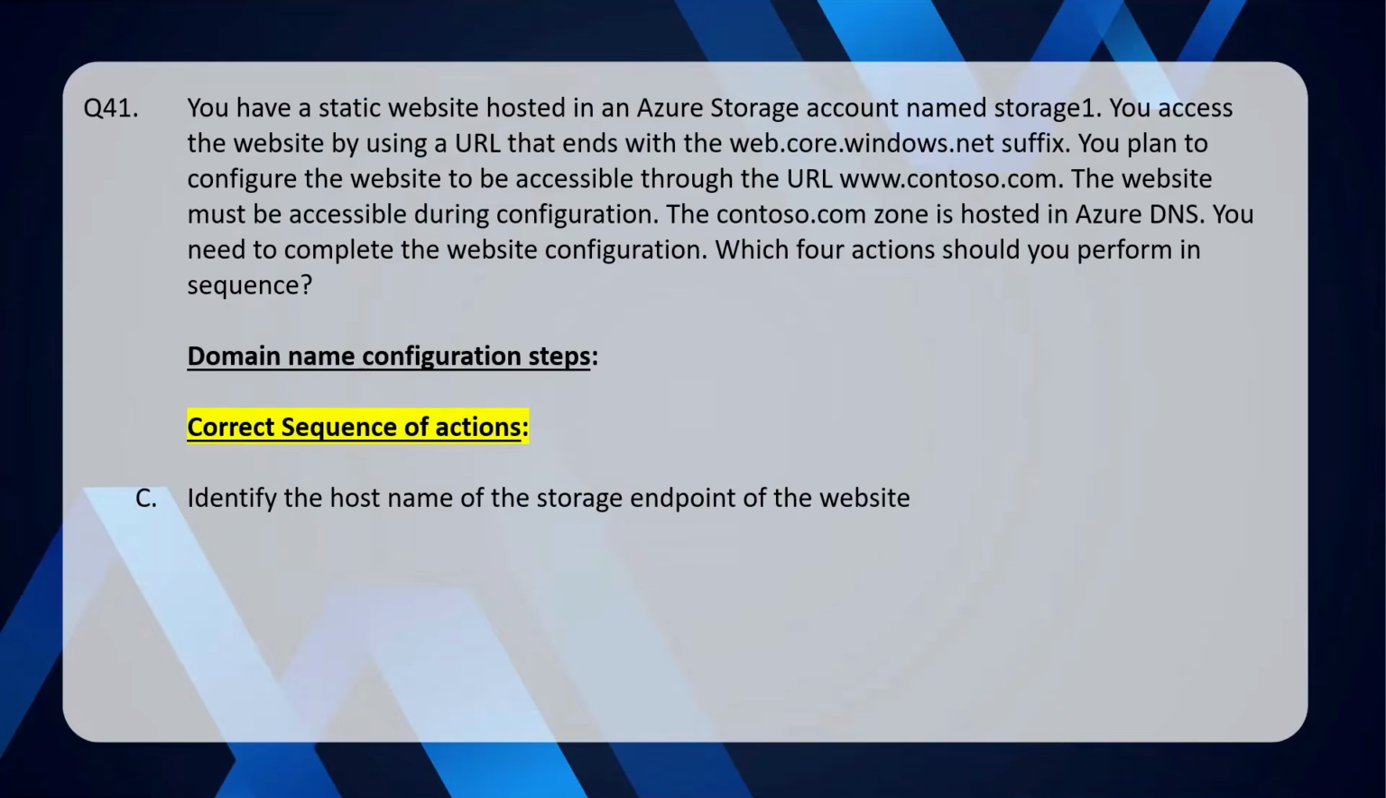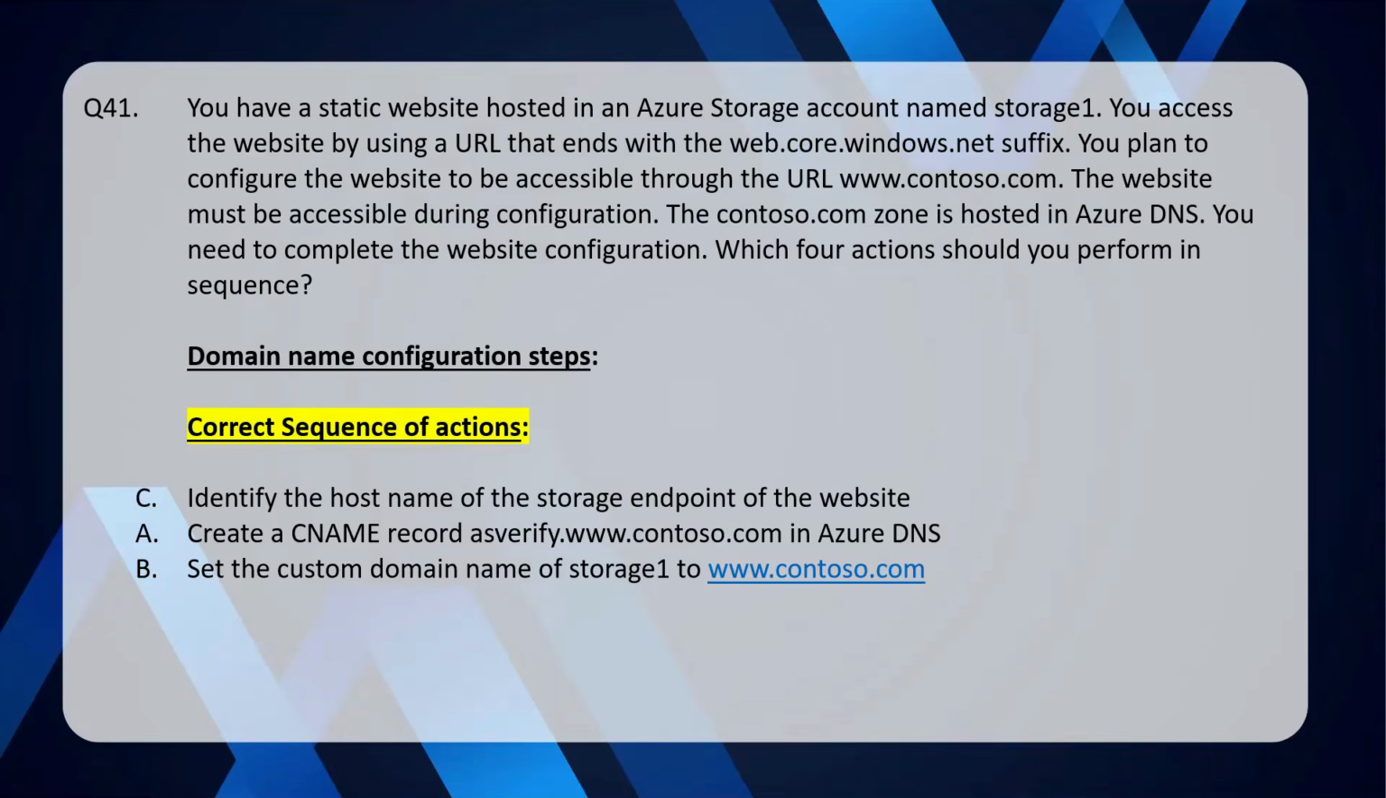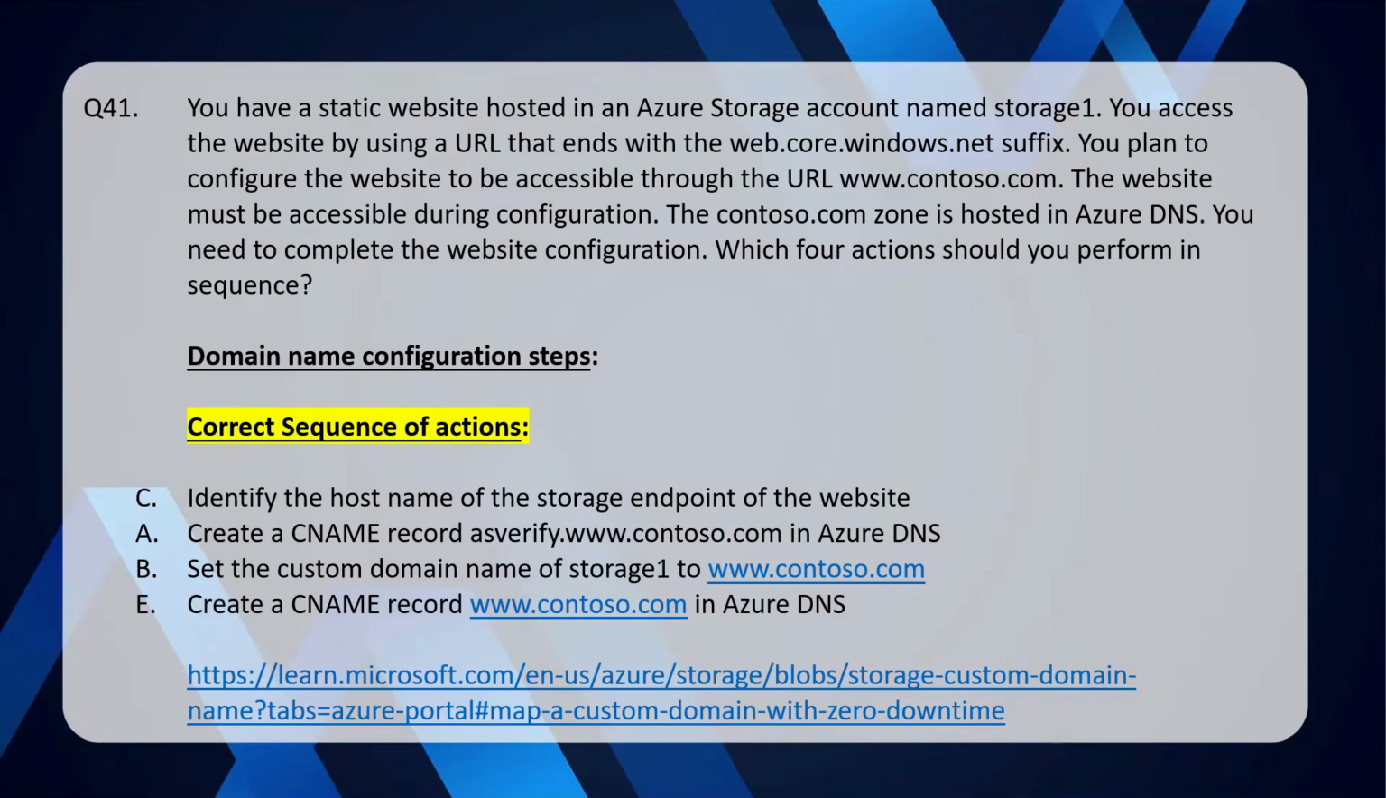website. This will be followed by creating a CNAME record as verify.www.contoso.com in Azure DNS. The next step would be to set the custom domain name of storage to www.contoso.com, which will trigger Azure to check the asverify CNAME for validation. And friends, the final step would be to create a CNAME record www.contoso.com in Azure DNS. Folks, there is a link on your screen and I would highly recommend you to go through it to understand this setup in more detail.